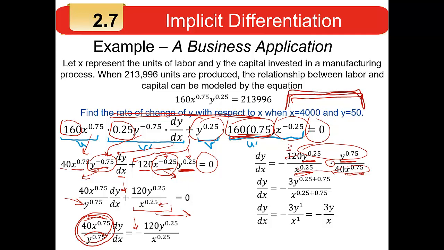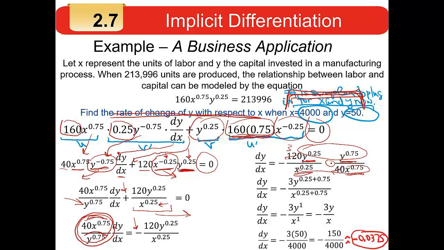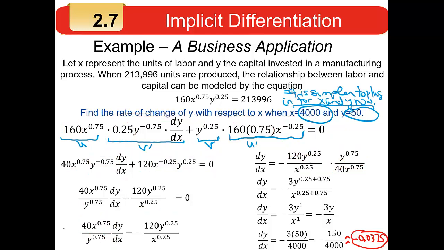So now we have to plug in 4,000 for x and 50 for y. And if you plug 4,000 in for x and 50 for y, do the simplification, punch it out in your calculator, you'll find that dy over dx is negative 0.0375.